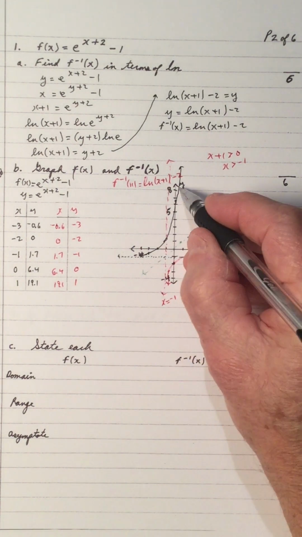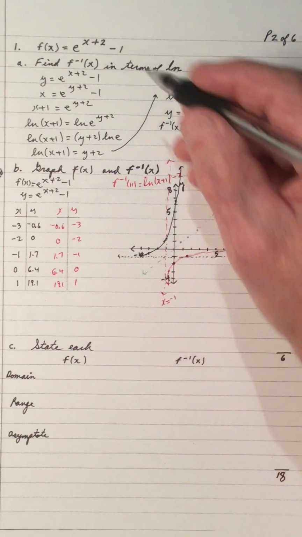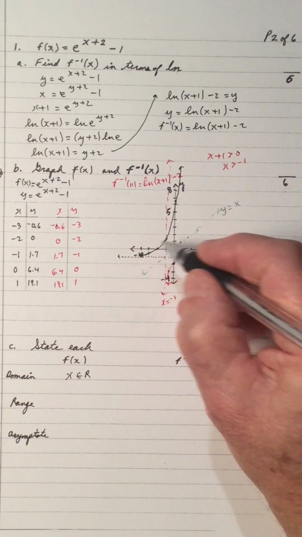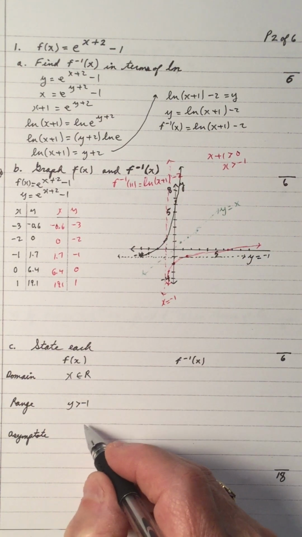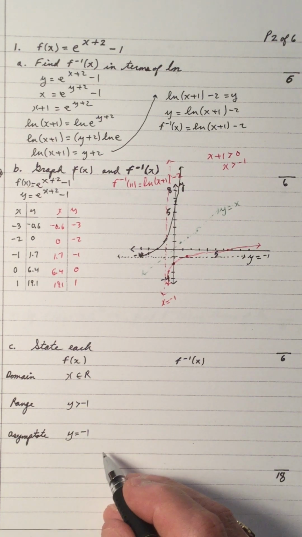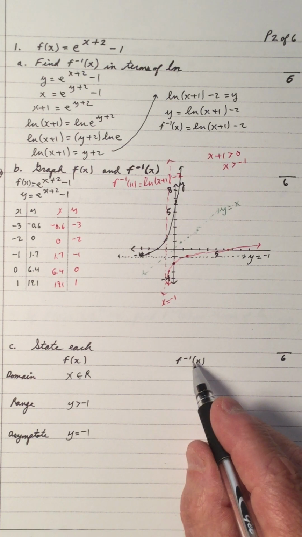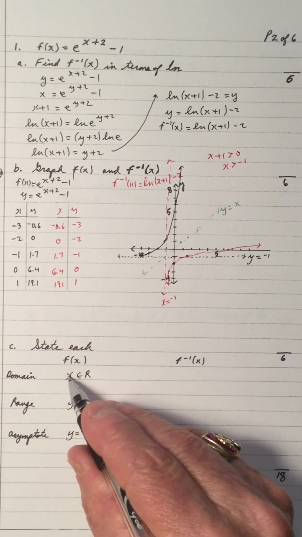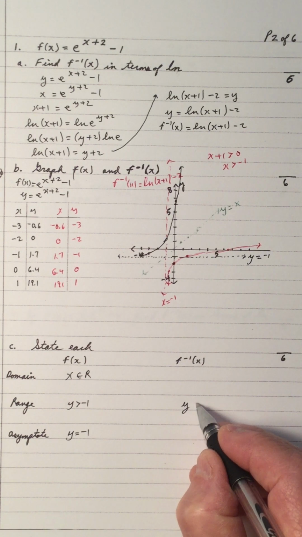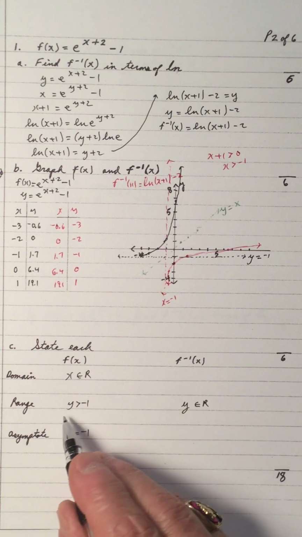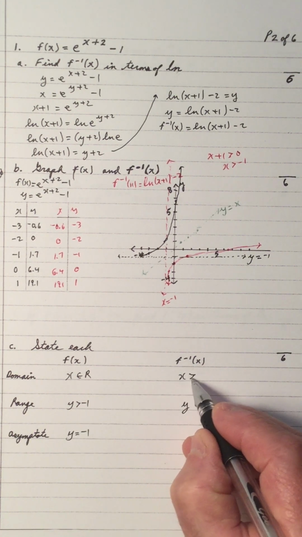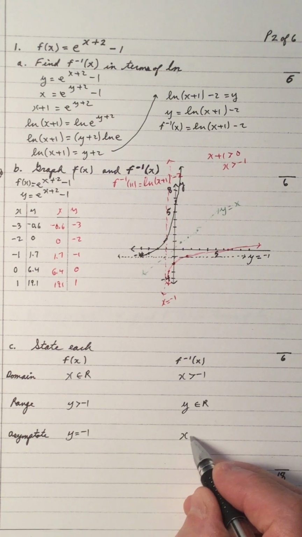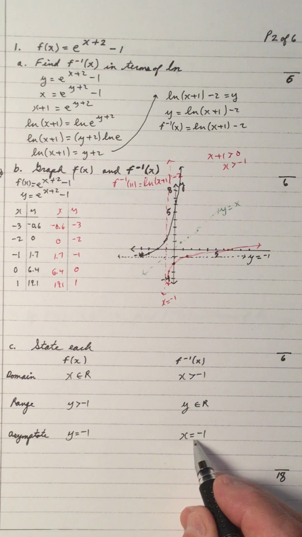In relation to f of x, which is the exponential, the domain here, you can use any value of x, so x belongs to the reals. The range for this exponential is y is greater than -1, and the asymptote is y equals -1. For the inverse, f to the -1, they're switched. So x belongs to the reals becomes y belongs to the reals, and the domain is x is greater than -1. The asymptote is x equals -1, and y equals x, so we switch.